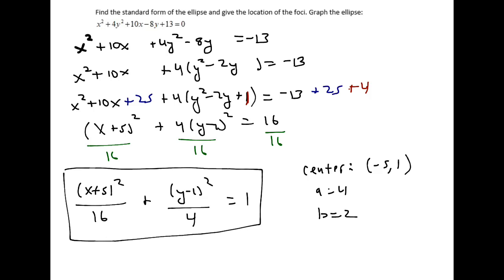And remember, c squared is always a squared minus b squared. So in this case, c squared is going to equal 16 minus 4, which is just 12. So c is going to be the square root of 12. We'll simplify that a little bit later. So at this point, we have all the information we need to sketch this graph. So let's go ahead and sketch the graph then.